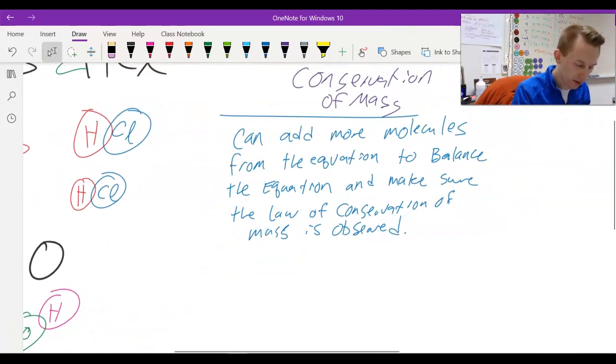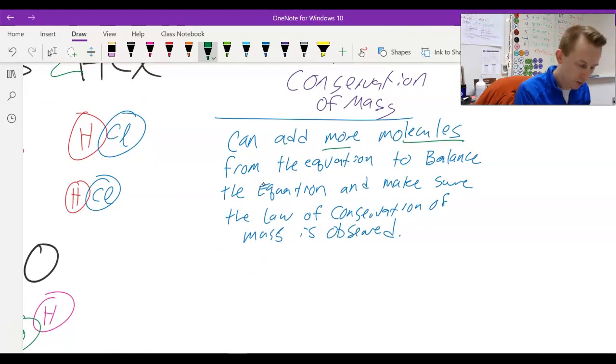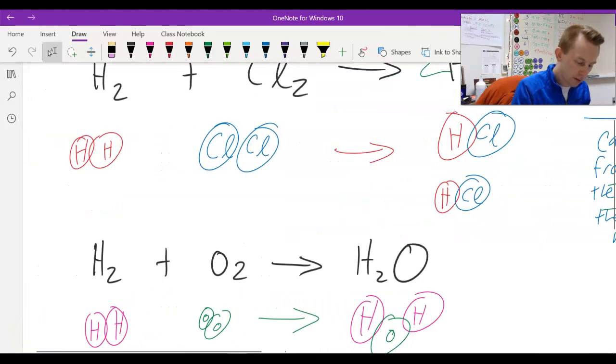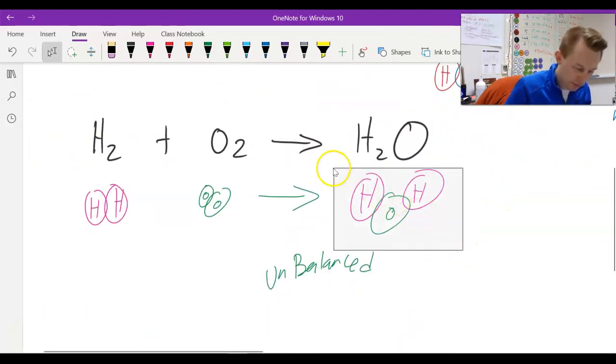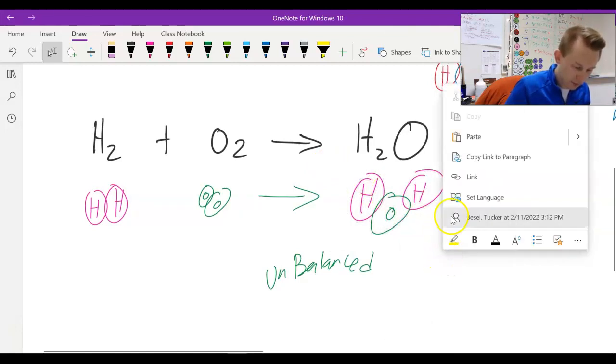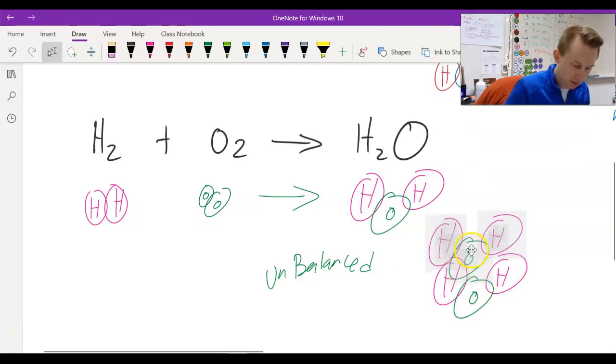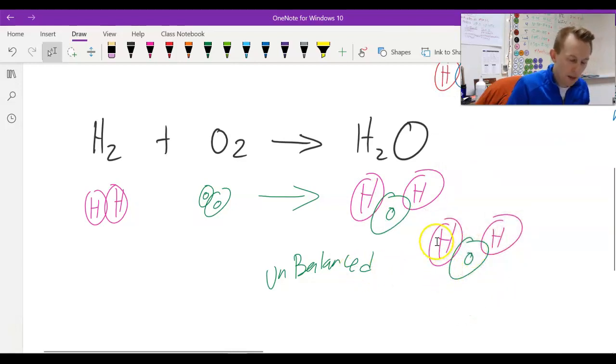I think that I said that here. You can only add more molecules from the equation to balance the equation. Okay? So I'm going to add another water molecule. So let me just do this. There we go. So now I have 2 oxygens and 2 oxygens.